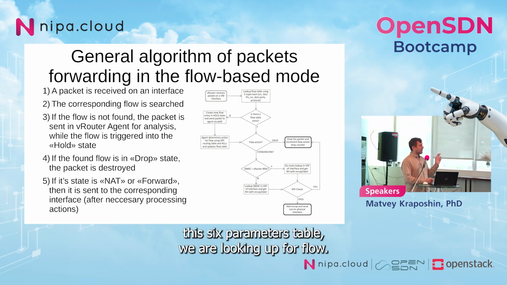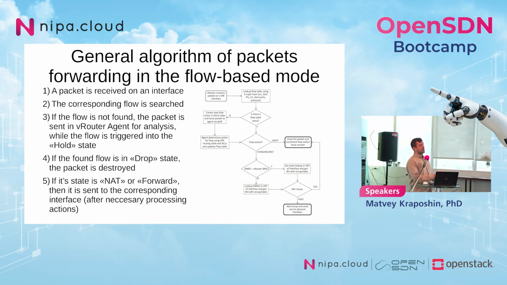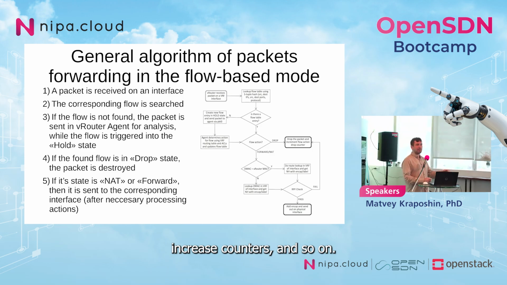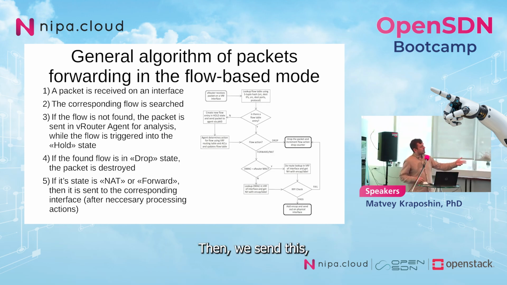Therefore, when we have this 6-parameter tuple, we look up the flow. If we find this flow, then we take the decision for this packet. If the decision is to drop, we discard this packet and we increase counters and so on. If the decision is to forward or translate this packet, then we send this packet to the next routines for further processing functions.